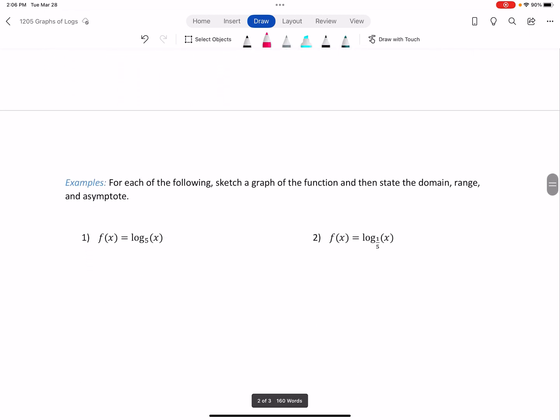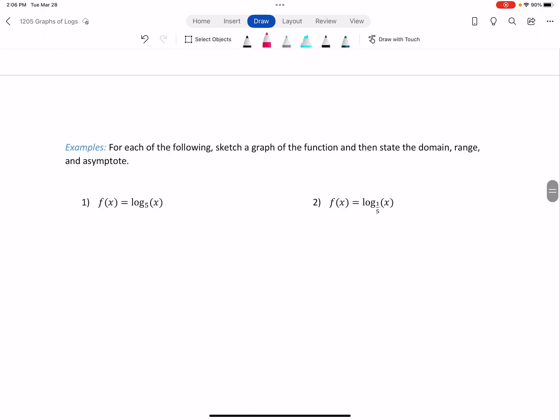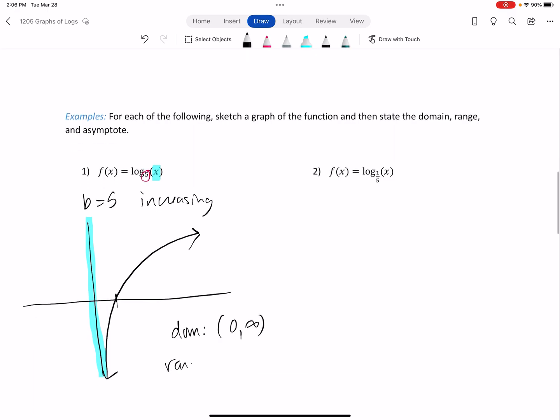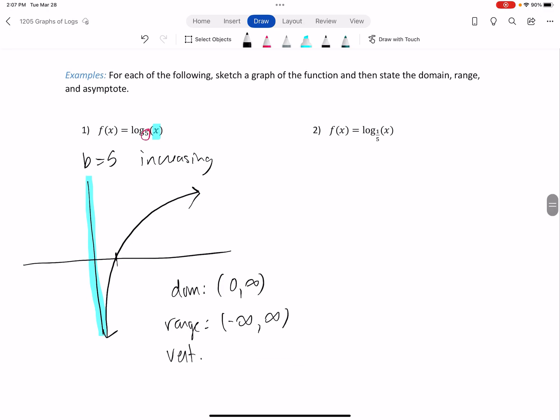Okay, so here's some examples. Sketch the graph, state the domain, the range, and the asymptote. Okay, in this case, b is 5. So b is 5, so this is going to be increasing. I just have an x inside there, so my domain is going to be exactly like the domain of the regular one with that asymptote at 0. And it's going to cross here at 1, so it's going to look like this. My domain is from 0 to infinity, while my range is from negative infinity to positive infinity. It has a vertical asymptote at x equals 0.